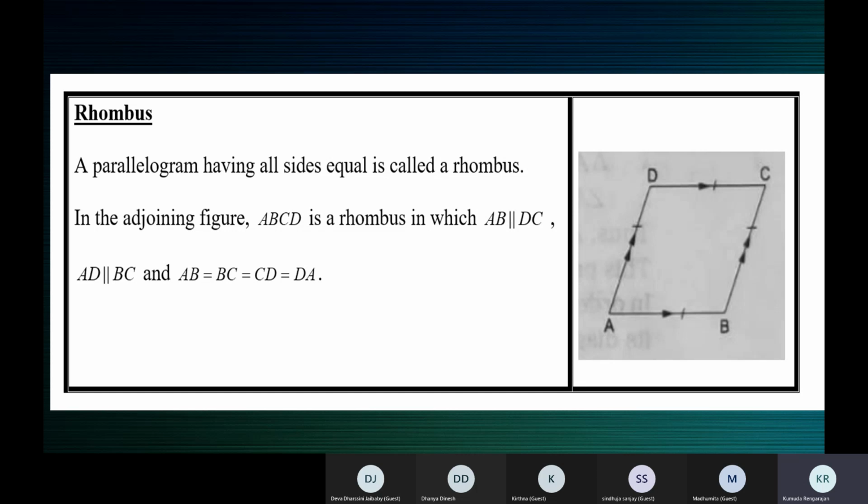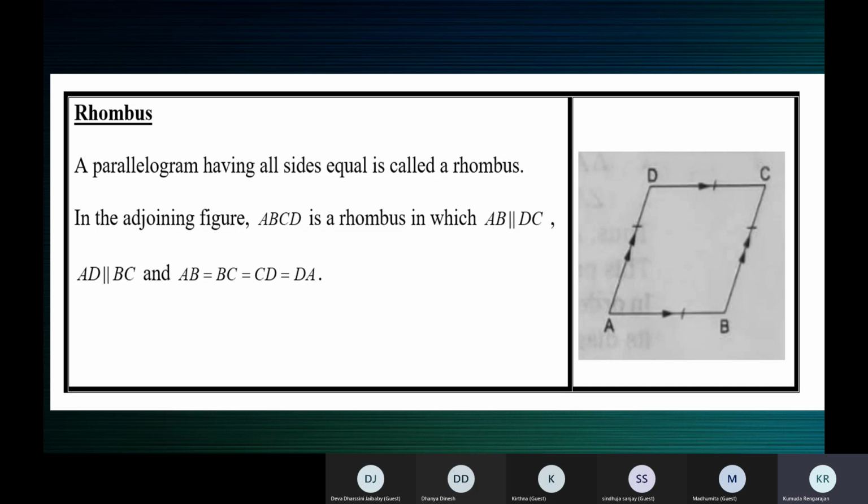Adjacent angles are supplementary in a parallelogram. So in a rhombus also, adjacent angles are supplementary. The difference is, in a rhombus, all the sides are equal and the diagonals not only bisect each other, they bisect at right angles. These are the major differences.